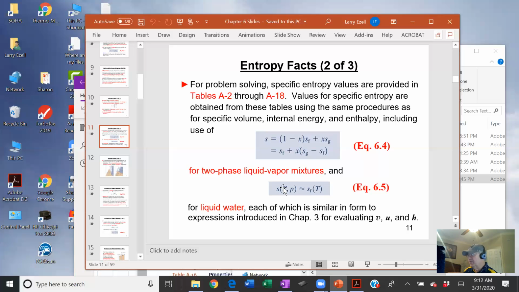So if you got a temperature of say 40 degrees and a pressure of 5 bar or 2 bar, whatever gives you a nice liquid state, then you can just go to the temperature of 40 degrees and look up SF, and that's very close to the entropy at both that temperature and pressure. We discussed that in Chapter 3. I talked around that a lot. I hope you understand.